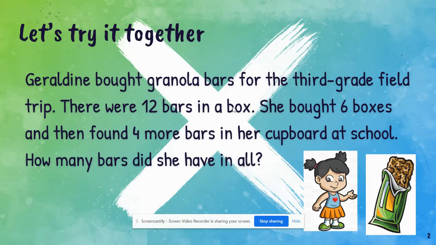Geraldine bought granola bars for the third grade field trip. There were 12 bars in a box. She bought 6 boxes and then found 4 more bars in her cupboard at school. How many bars does she have in all? Here is Miss Geraldine, and then here are the bars that she bought for the class.